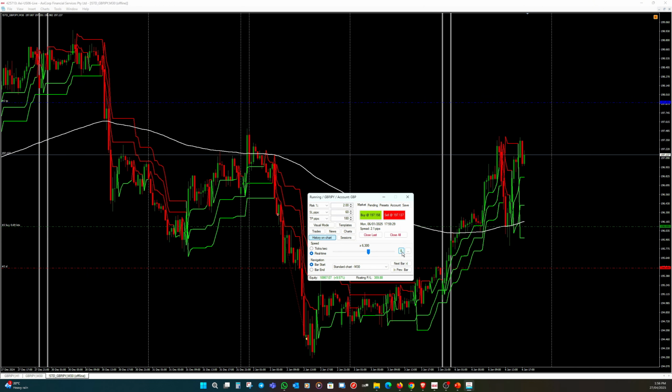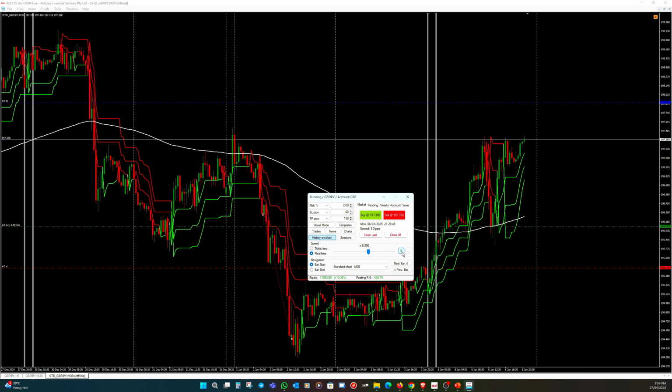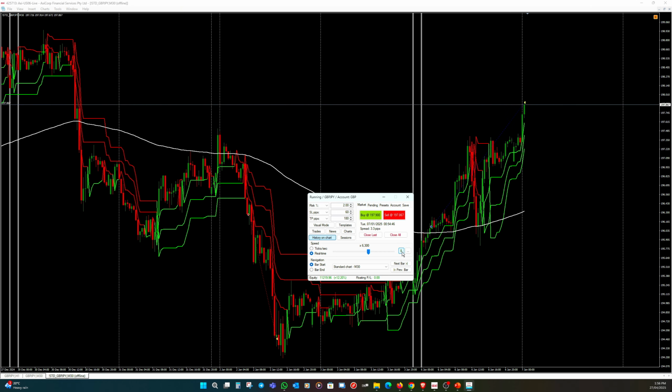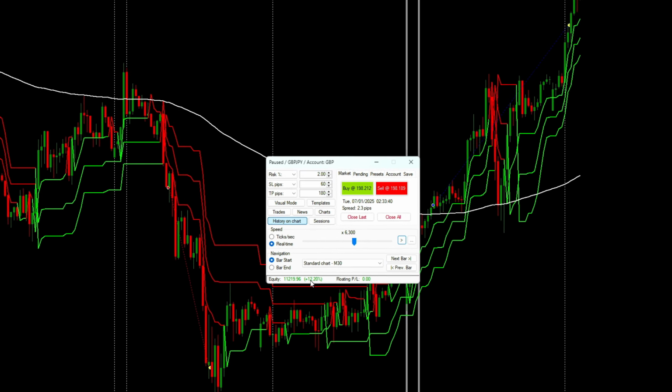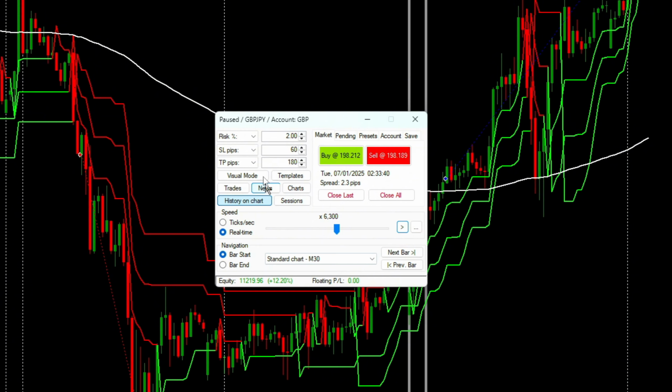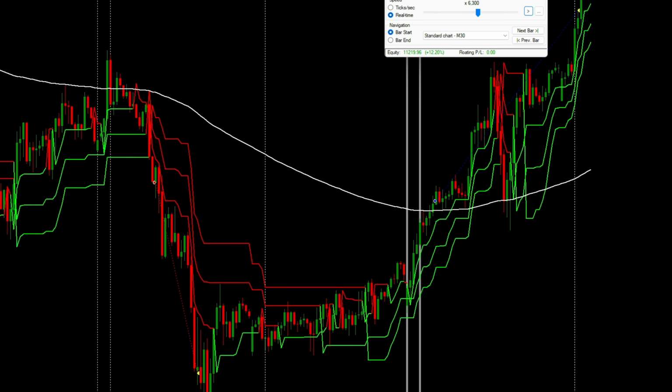Up and down a little bit on this day, but we're heading in the right direction. And there it is. Take profit is hit, and looking at the results here, we can see we've actually hit 12% after only 2 trades. Let's have a look at the trade stats.